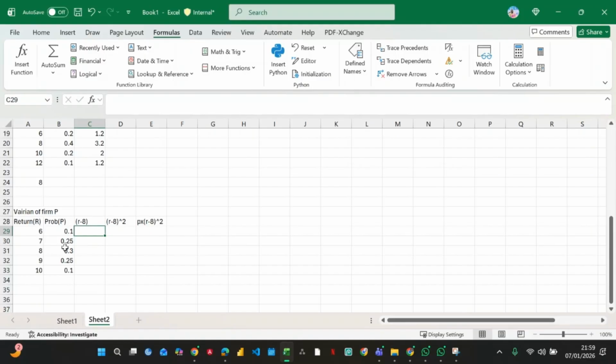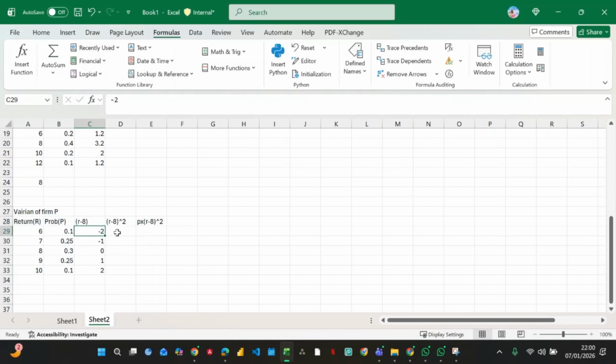The first one here, how are we going to get this? What is r minus 8? From here, we already have 6 minus 8, right? 6 minus 8 will give us minus 2. Then 7 minus 8 gives us minus 1. 8 minus 8 will give us 0. Then 9 minus 8 will give us 1. And 10 minus 8 will give us 2. So now we have that.